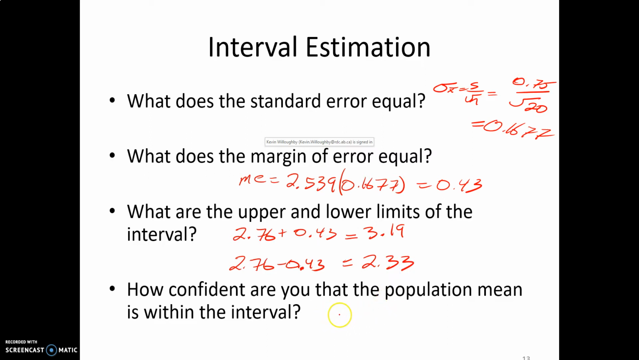So how confident are we that the population mean is within that interval? We are building a 98% confidence interval. So we are left with the understanding that the population mean is somewhere within this limit. The population mean is between 2.33 times and 3.19 times. So young married couples, with a 98% level of confidence, we believe eat out between 2.33 and 3.19 times.